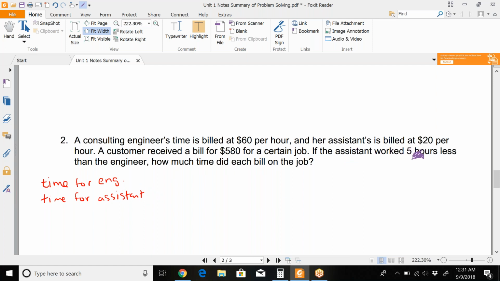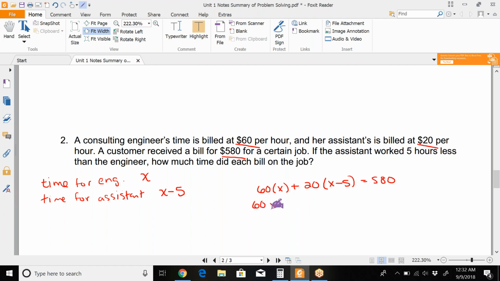So it says the assistant worked 5 hours less than the engineer. So think about the engineer just being a plain old X. Then less than that would be minus. So X minus 5 would be the assistant's. The engineer gets billed at $60 per hour and the assistant gets billed at $20 per hour, and we know the total bill was $580. So $60 for the engineer plus $20 for the assistant per hour equals the 580.